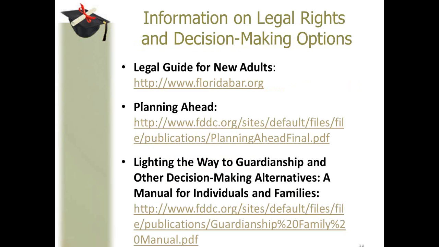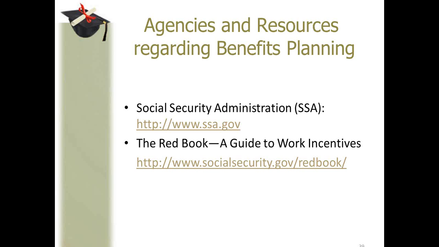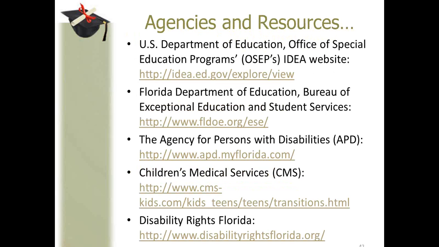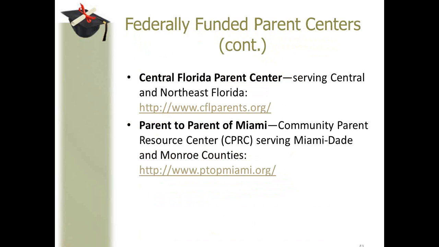Information on legal rights and decision-making options: Legal Guide for New Adults, Planning Ahead, Lighting the Way to Guardianship and Other Decision-Making Alternatives, a manual for individuals and families. Agencies and resources regarding benefits planning: Social Security Administration, and the Red Book, a guide for work incentives. Some federally funded parent centers through Family Network on Disabilities, Central Florida Parent Center, and Parent to Parent of Miami.